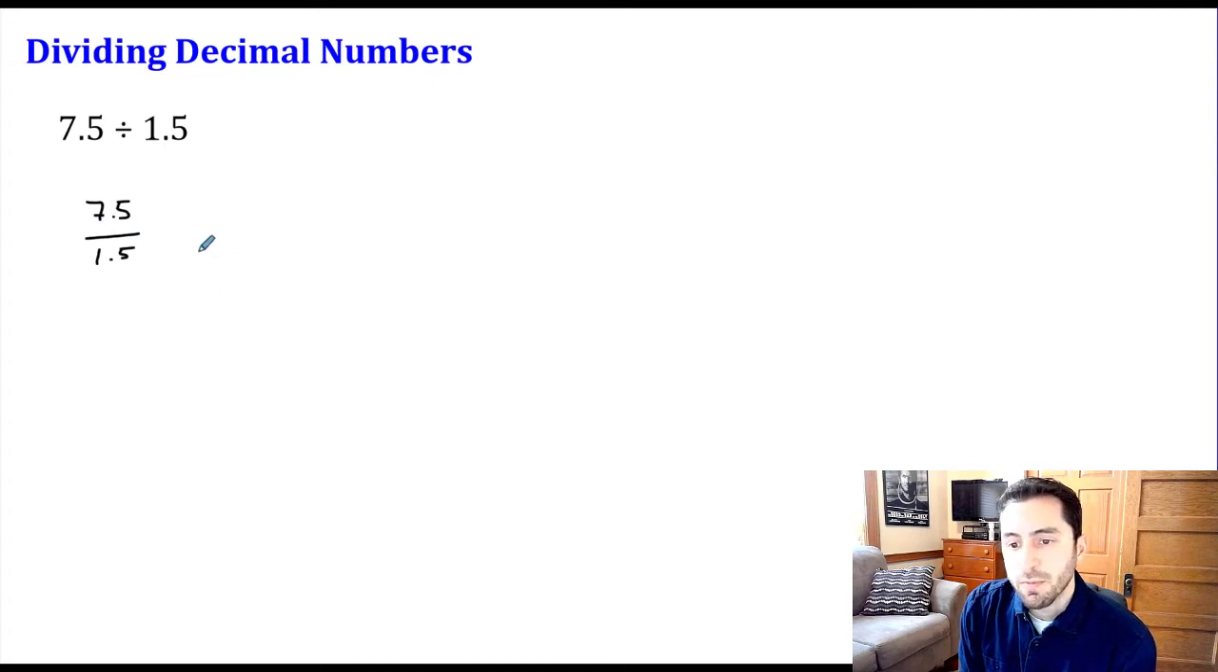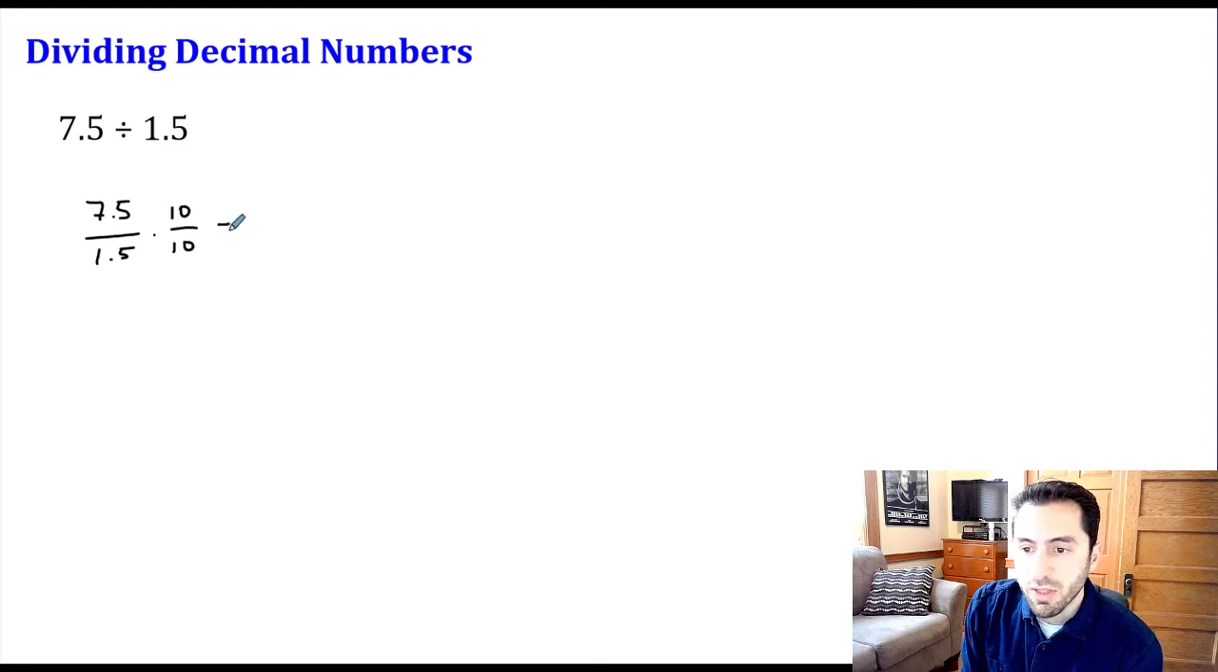And then from here, because I'm dealing with a fraction, I can multiply the numerator and the denominator by the same thing. So if I take a look at these two numbers, they both have one decimal spot. So let's say I want to get rid of these decimals. I'm going to multiply by 10 over 10. Multiplying by 10 over 10 is equivalent to multiplying by 1. So I'm not changing the value of my fraction here, but what I am doing is moving those decimal spots over one place, and I end up with 75 over 15.